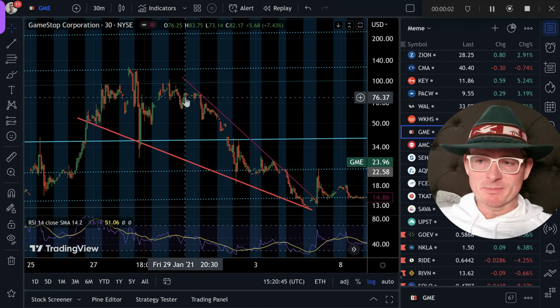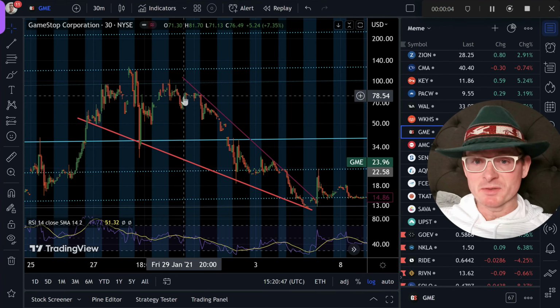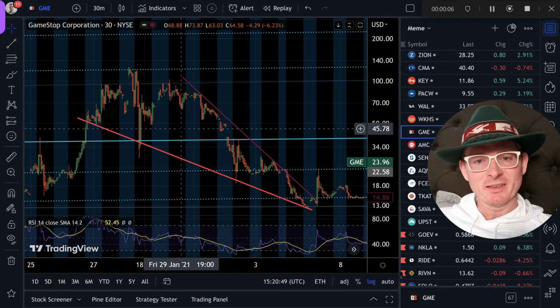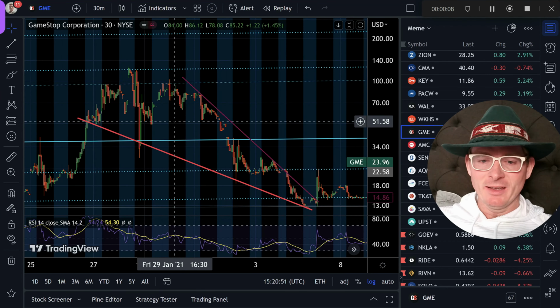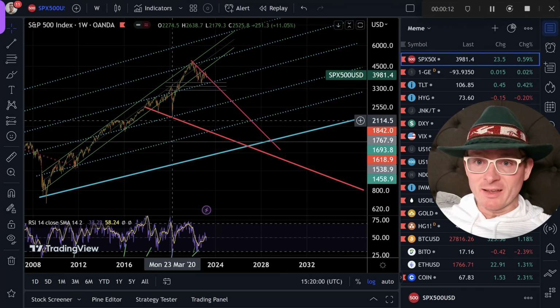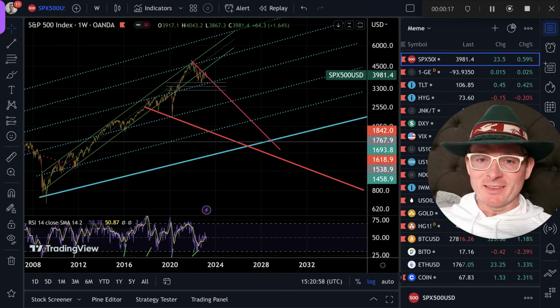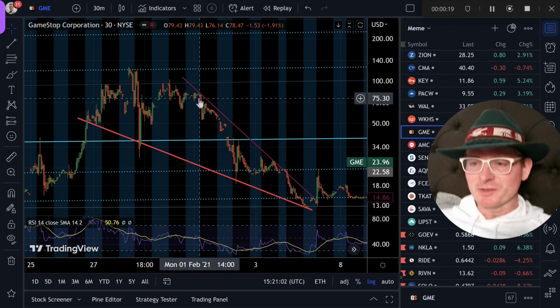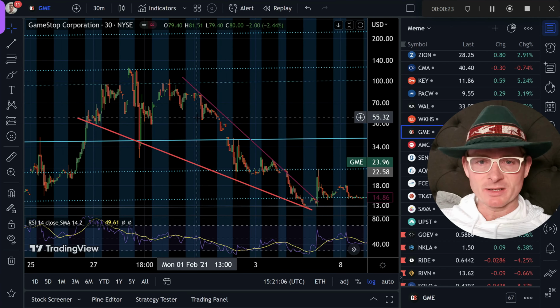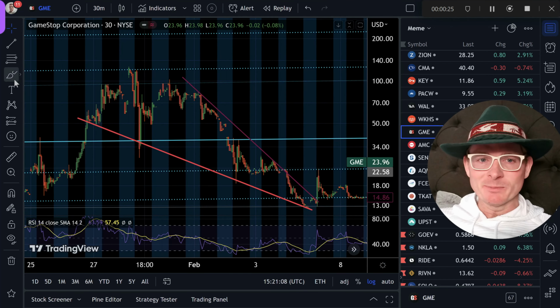GME, the GameStop short squeeze bubble, the shape of it and the trading pattern compared to the S&P 500 bubble, the everything bubble. They're looking pretty similar. I'm going to show you the pattern, and this would be pretty cool if it actually played out like this. This will be a fun one.